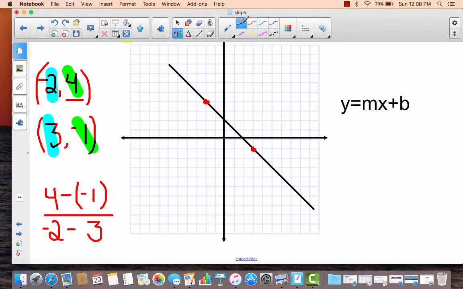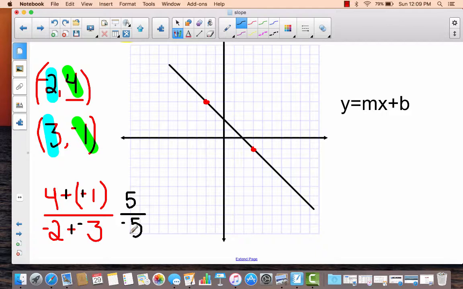So I'm going to start with the top of my fraction. 4 minus negative 1, add the opposite. We get 5. And then the denominator, negative 2 minus 3, add the opposite. We get negative 5.